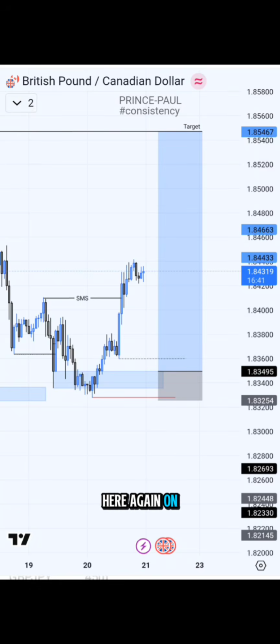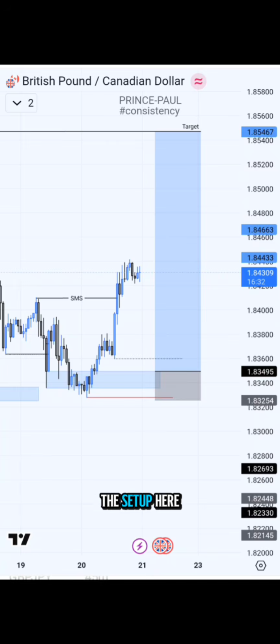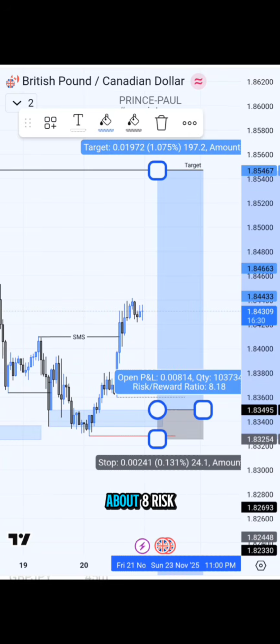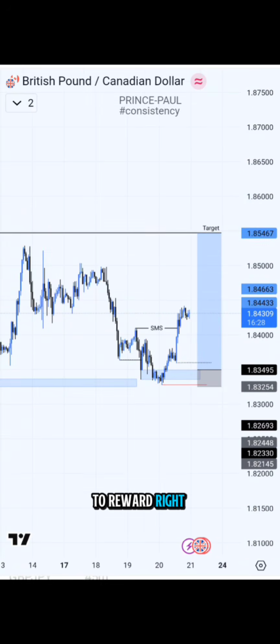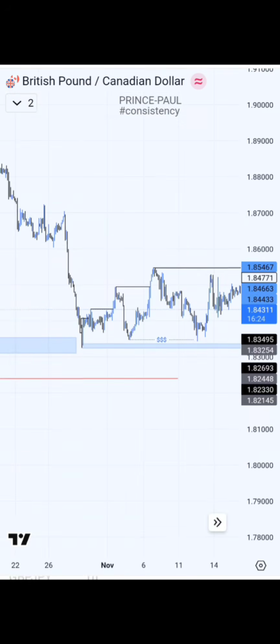Here again on GBPCAD. I posted a setup on GBPCAD that I closed. I said I was going to look for a re-entry and finally got a re-entry. So this is the setup here. This is the setup. This is about 8 weeks to reward, right? So if I go back to my 2-hour time frame, see that price.